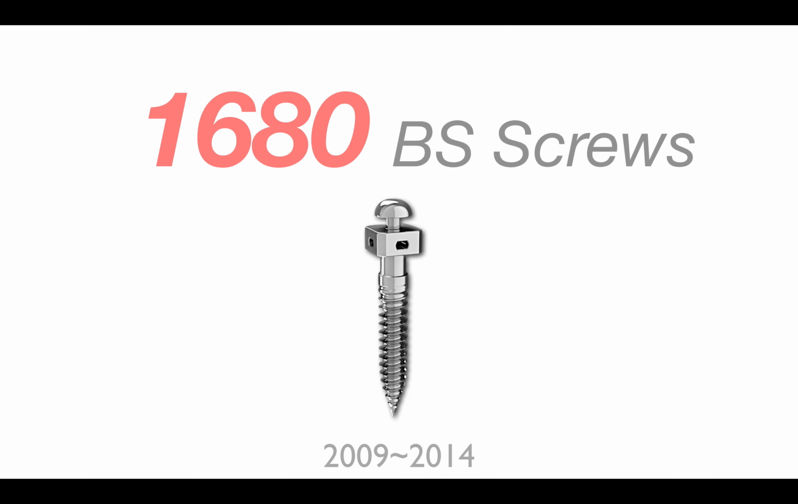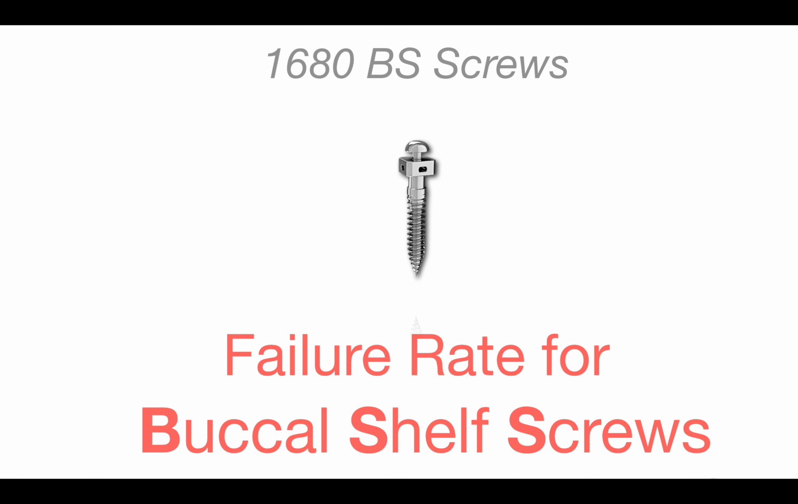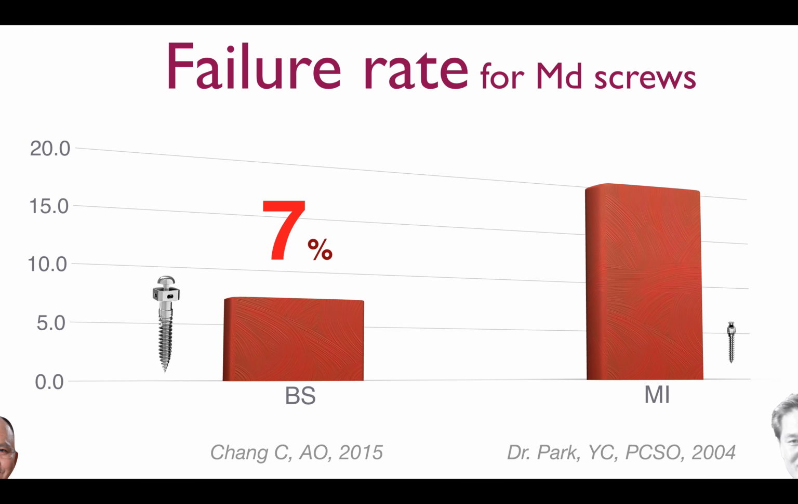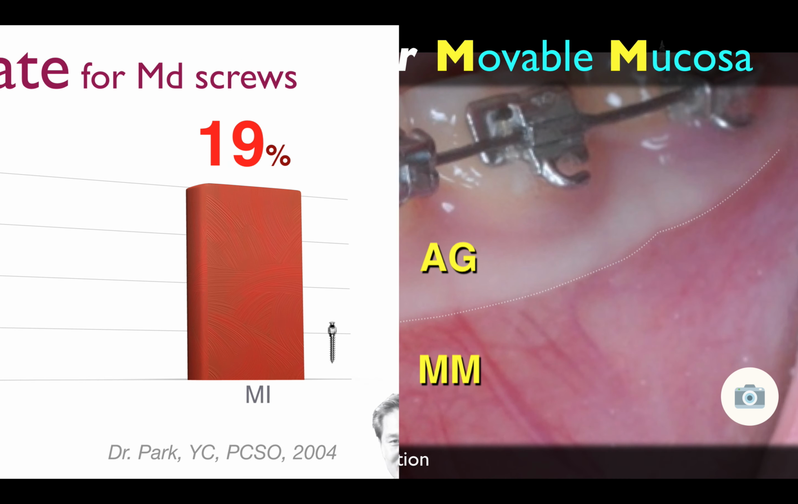So people will ask, what is the failure rate for this buccal shelf screw? We examined 1,680 buccal shelf screws, and the failure rate turned out to be just 7%, which is very low. Because you compare to what Dr. Parr published 10 years ago, their failure rate is 19%. So 7% is pretty good.